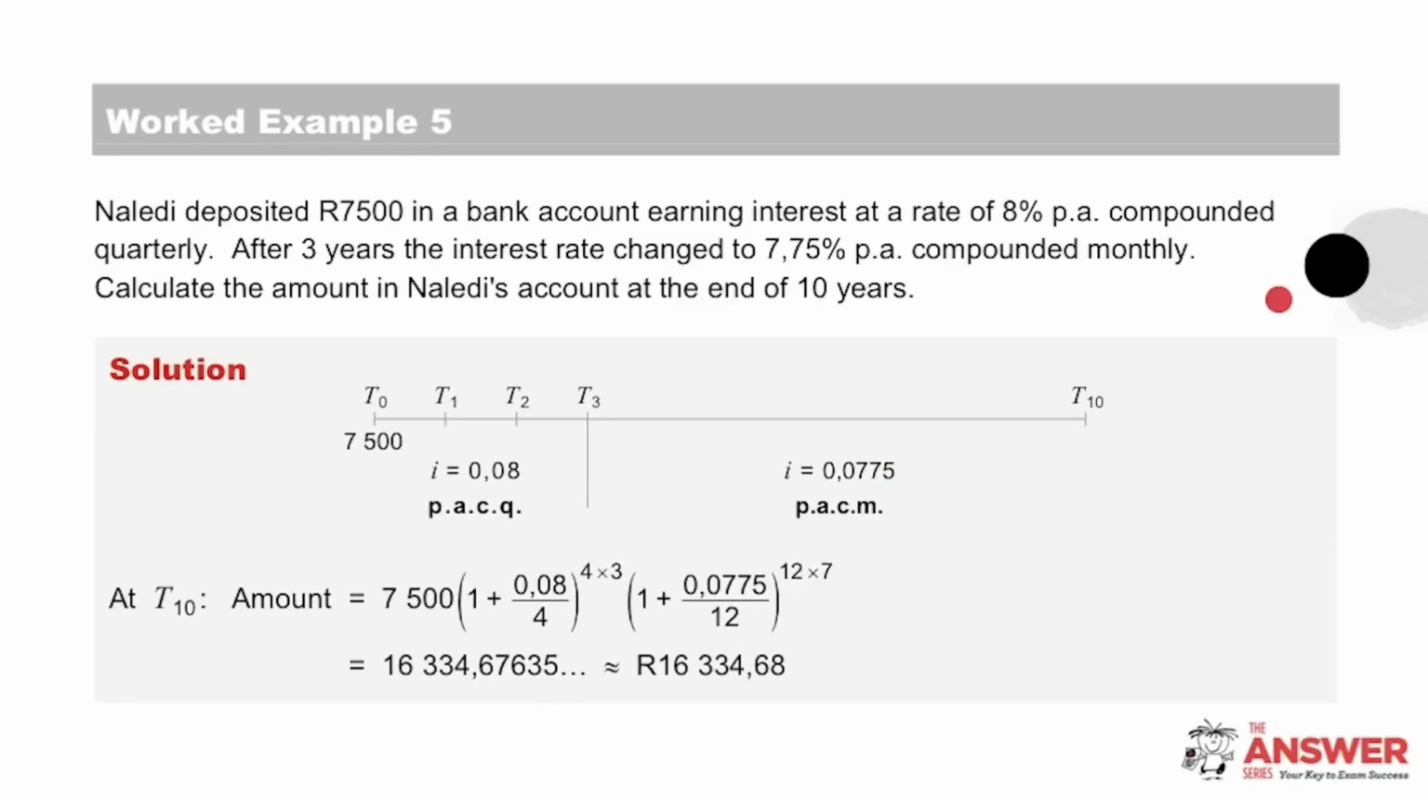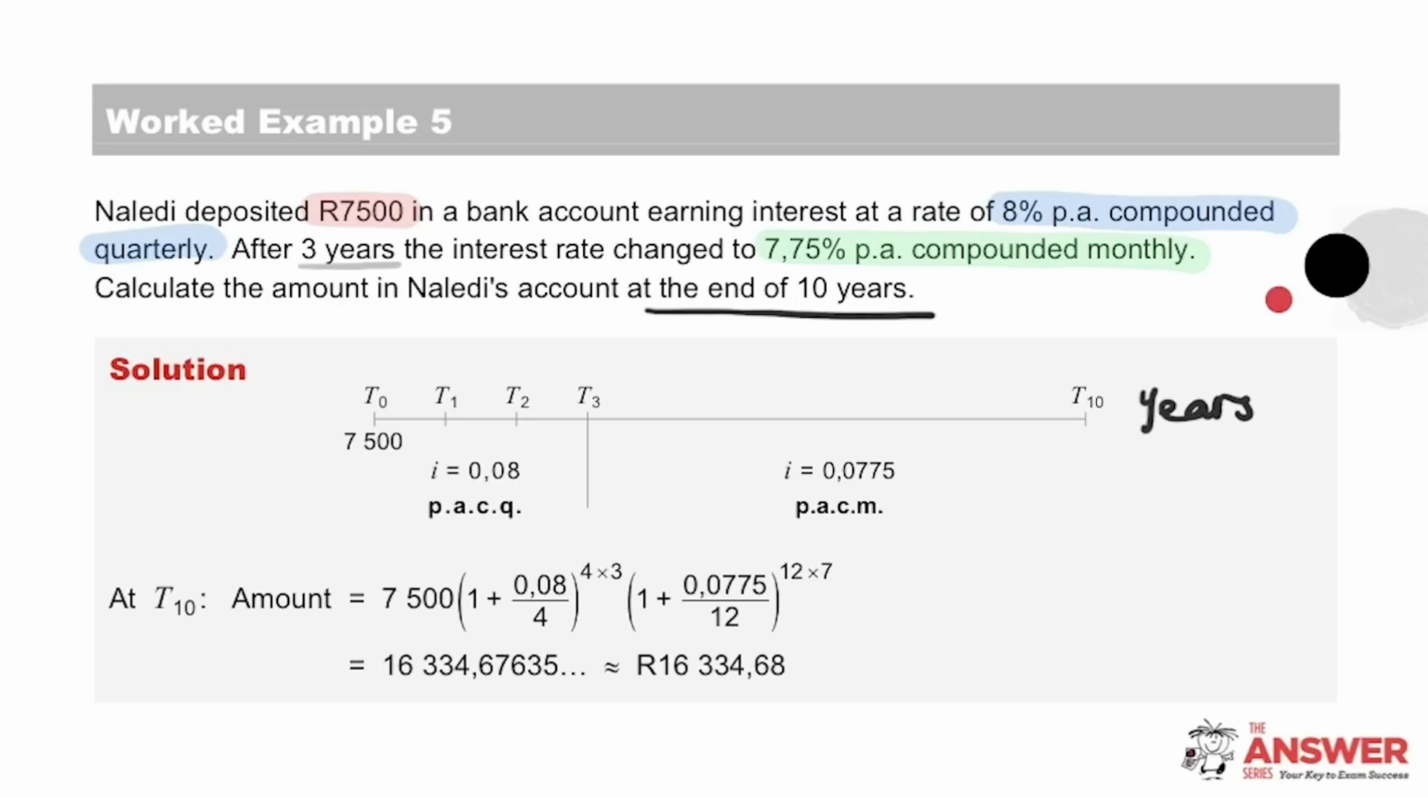In this example, Naledi deposits 7,500 Rand into a bank account. It earns interest at 8% per annum, compounded quarterly, and then after 3 years, this interest rate changes to 7.75% per annum, compounded monthly. They are asking us to find the amount in Naledi's account at the end of 10 years.